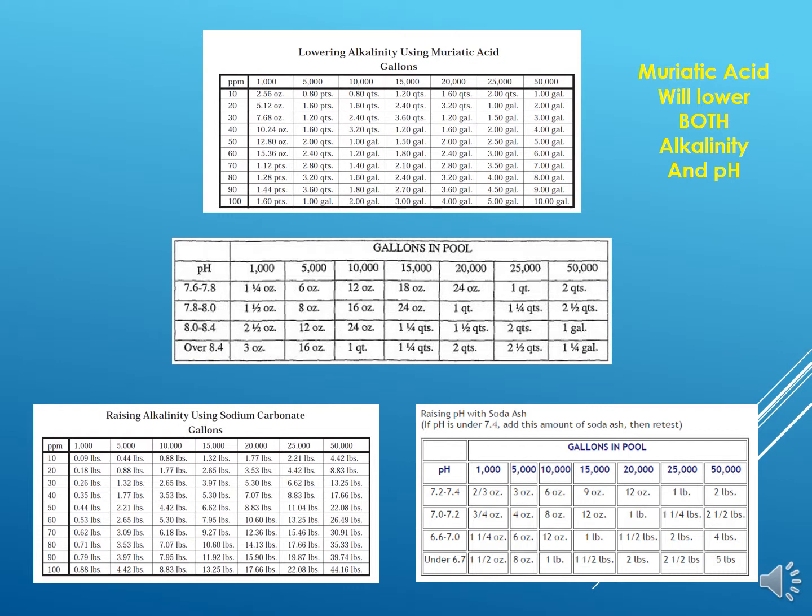Retest and see if you need to lower pH any further. If you do, you can use a product called pH Lower. That will lower the pH level and not alkalinity. Now the last two charts are for raising alkalinity and for raising pH. You'll use those in the same fashion. Screenshot this and keep it handy to use when adjusting alkalinity and pH on your pool.